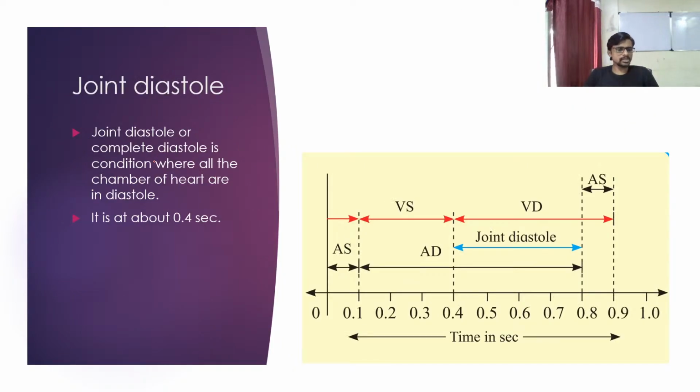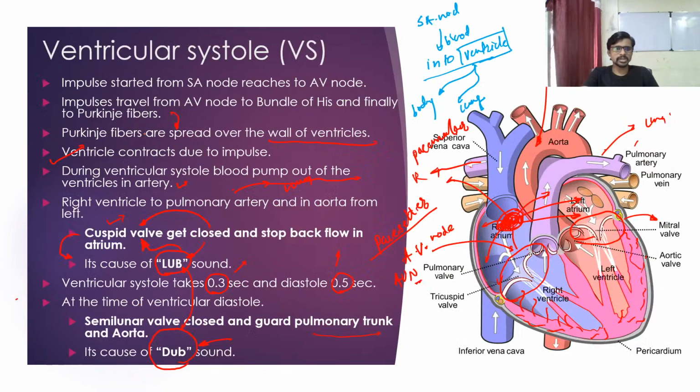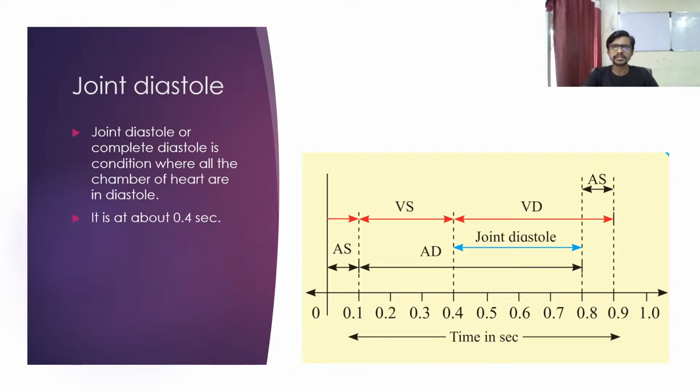So a joint diastole is there. So guys, it is not because of the opening, it is just because of the closing when the ventricle gets empty. Okay, so when blood has completely moved out of the ventricle, at that time the semilunar valves again guard your ventricles, and they again get closed, and it makes a sound like a dub.